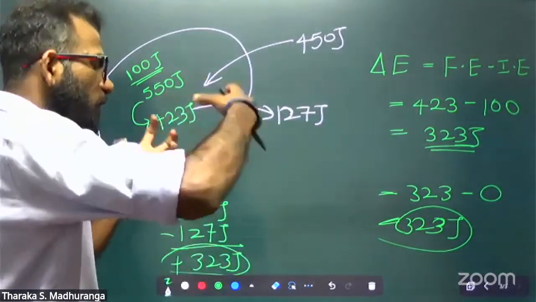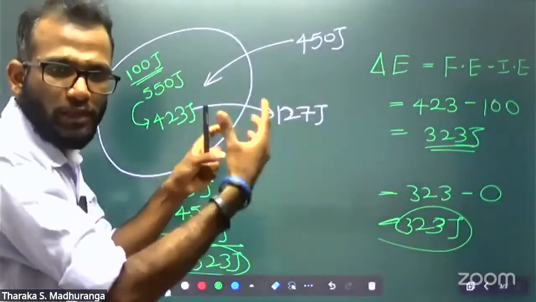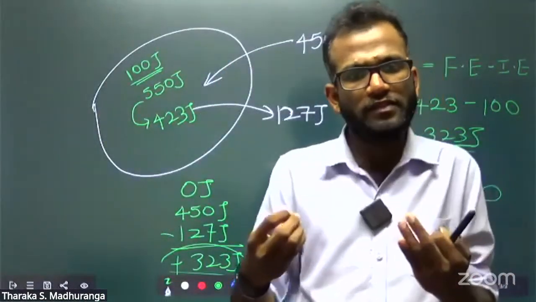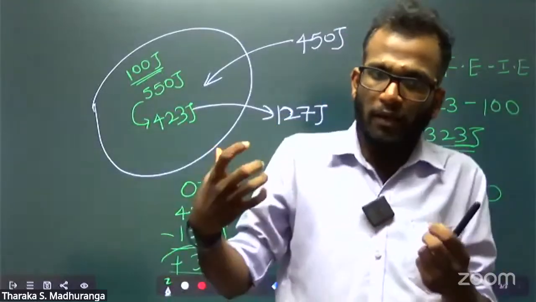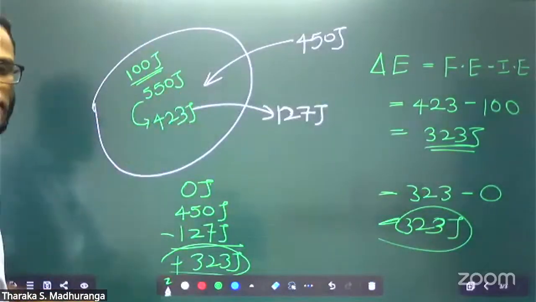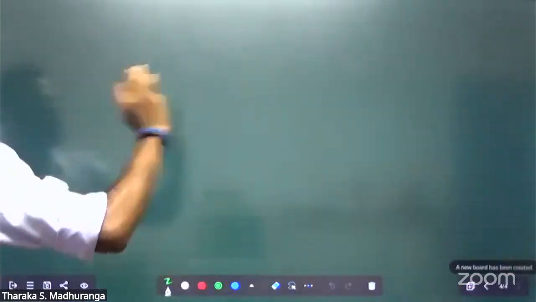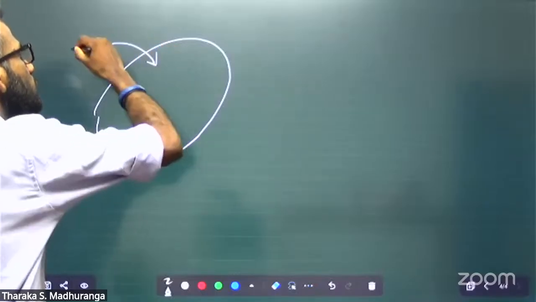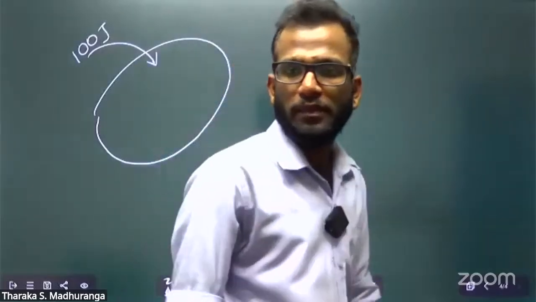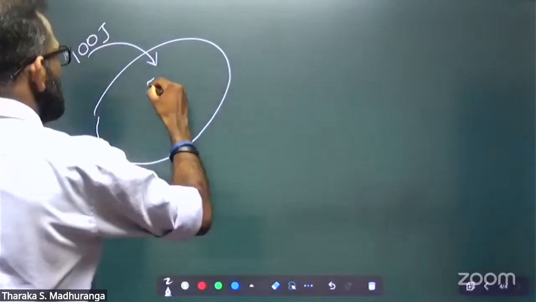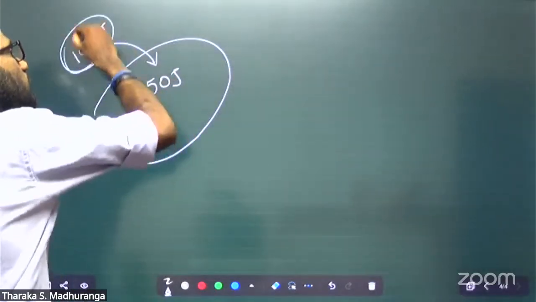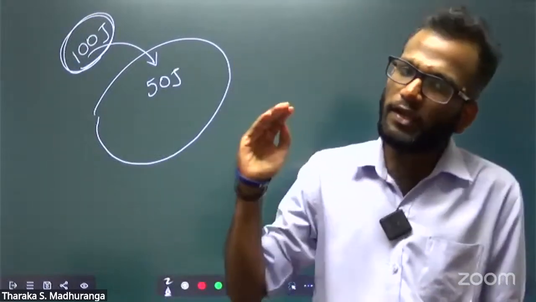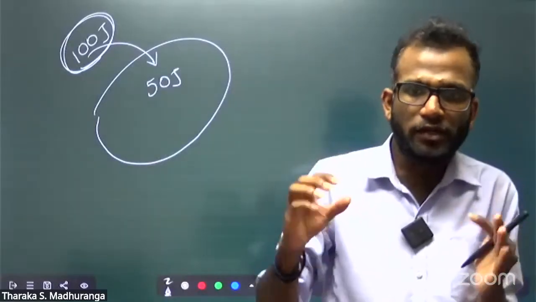Always remember, when any object does work, its energy is lost. Whenever an object does work, the energy inside is always lost. If work is done on the object, think the question is given like this. Example, think this is a balloon, and initially it has 50 joules inside. 100 joules of work is done on the balloon. Then is the energy level increasing or decreasing?